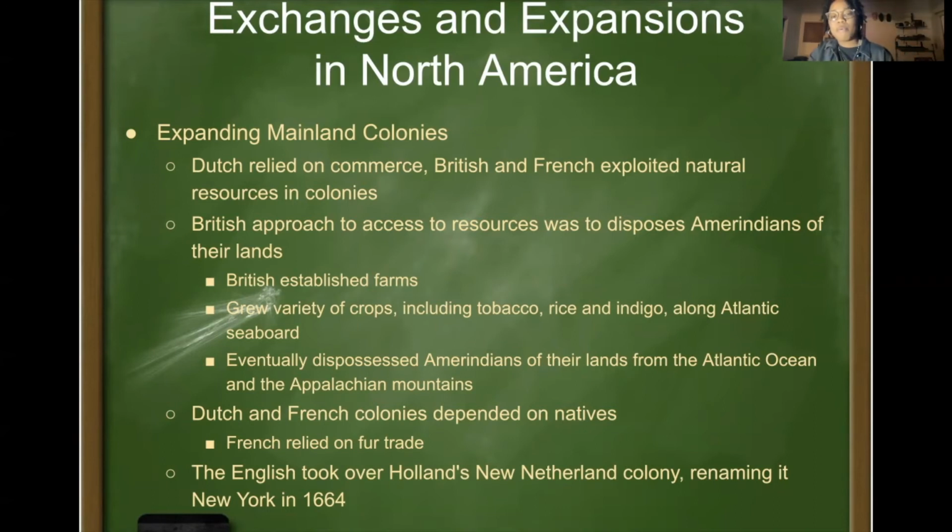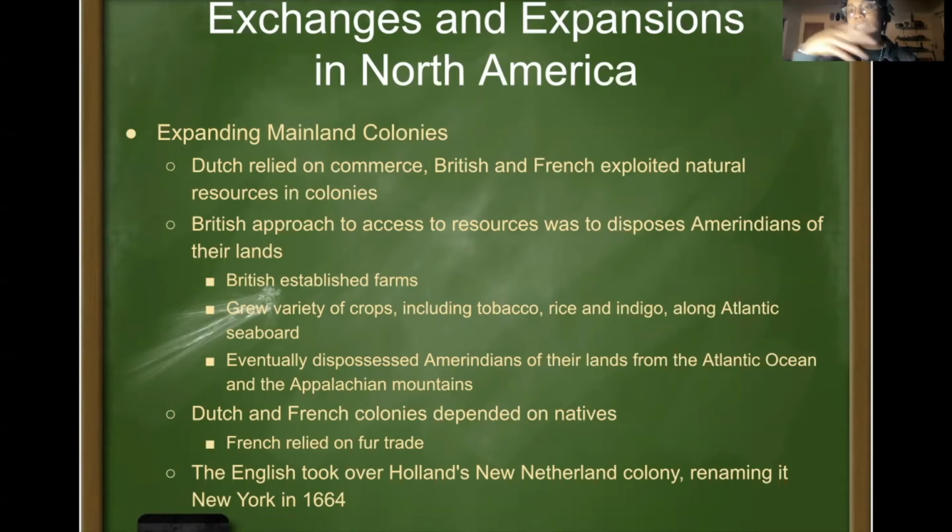All right, next up, they eventually dispossessed the Amerindians of their land in the Atlantic Ocean and the Appalachian Mountains. So we're going to see that the Native Americans are going to start moving west, or being forced to move out west, and that's going to continue and continue into the 1800s with the Trail of Tears that Andrew Jackson is going to lead. All right, anyway, so that is the British.